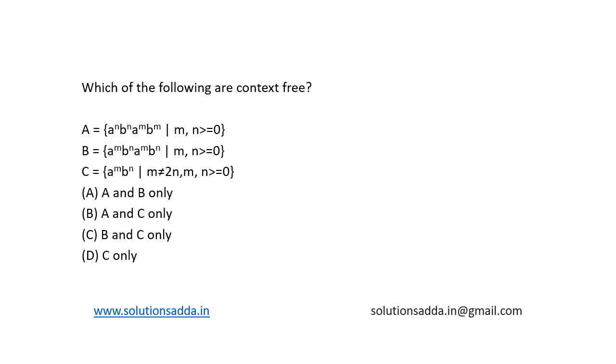This is a question from theory of computation. Which of the following are context free? Let's see each option. Option A, a power n, b power n, a power m, b power m, where n, m are greater than or equal to 0. This is context free, because for recognizing this we can push a's into the stack, and for each b we can pop it. Then for the next a's and b's, similarly we can push the a's onto the stack, and upon seeing b's we pop them. If the stack is empty, the string is accepted. So this is a context free language.